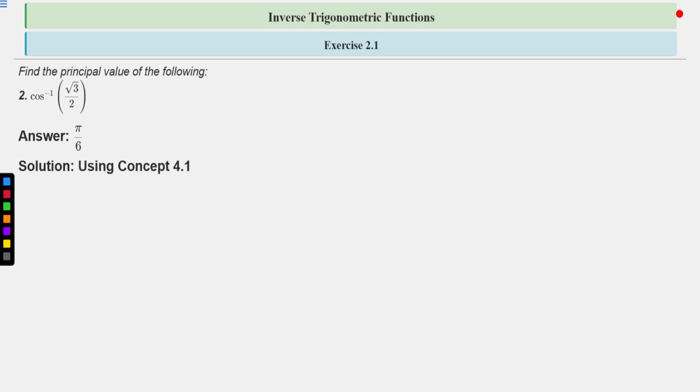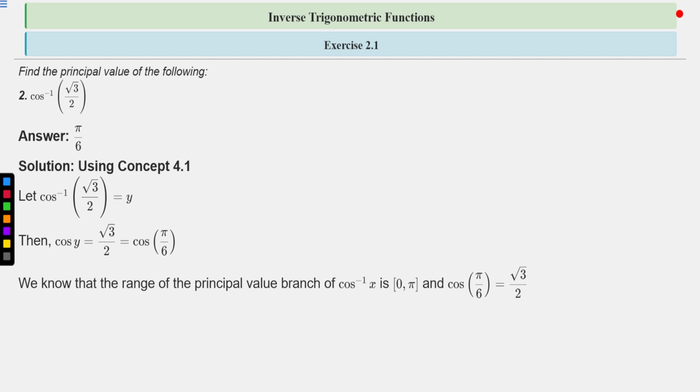Let's move to the solution part. Again, what we will do? We will take cos inverse root 3 by 2 as y. So cos y will be equal to root 3 by 2. And we can write root 3 by 2 as cos pi by 6, because we know from trigonometry that cos pi by 6 is root 3 by 2. Cos 30 degree is equal to root 3 by 2. Got it?